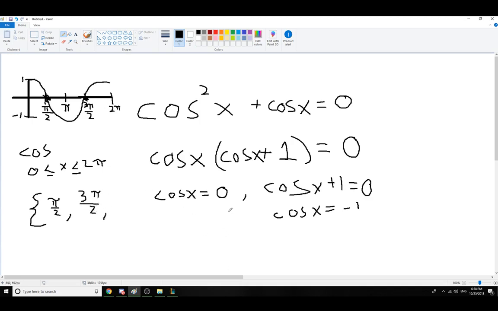And so now that this one's done, we found where cosine equals 0. Now we have to find where cosine equals negative 1. Well, that's easy if we look at our graph here. Cosine equals negative 1 at pi. So that'll be your answer for that equation, and that is your solution set. And just like that, you are done.